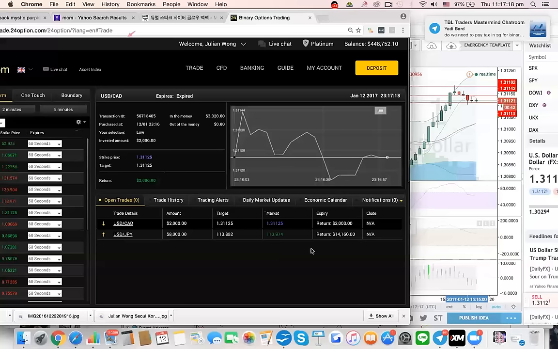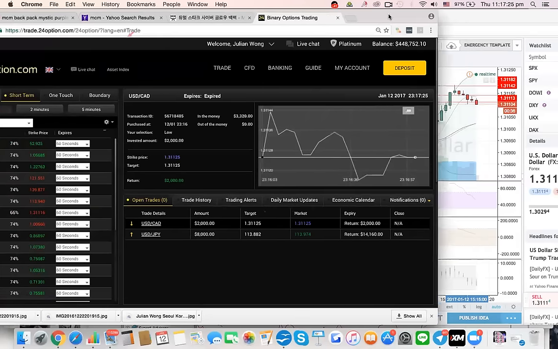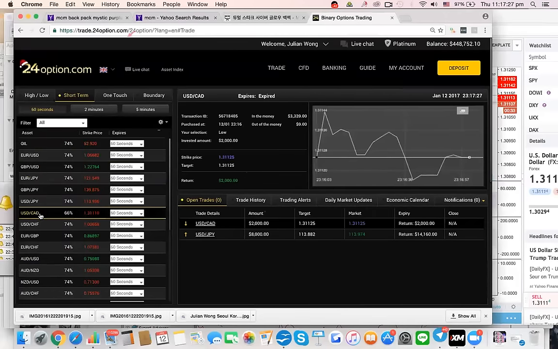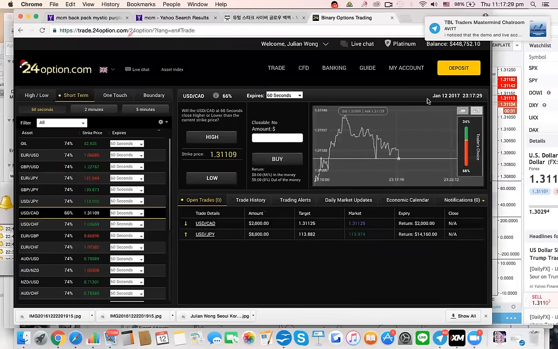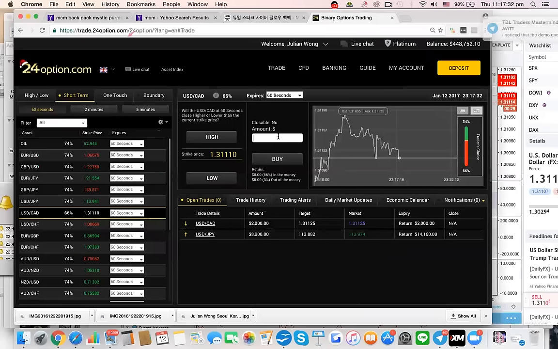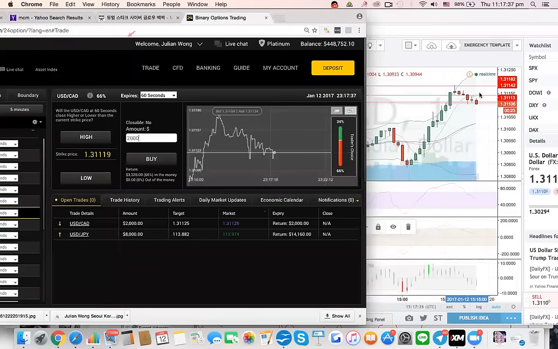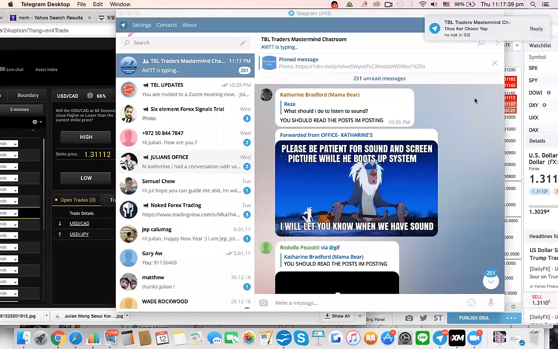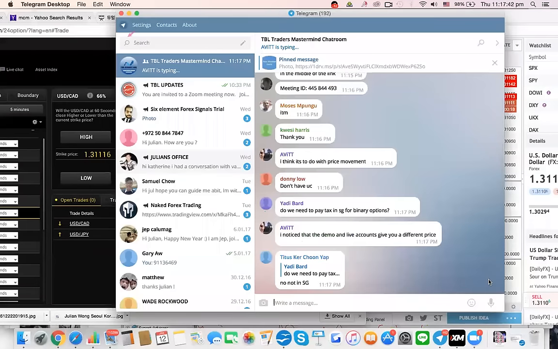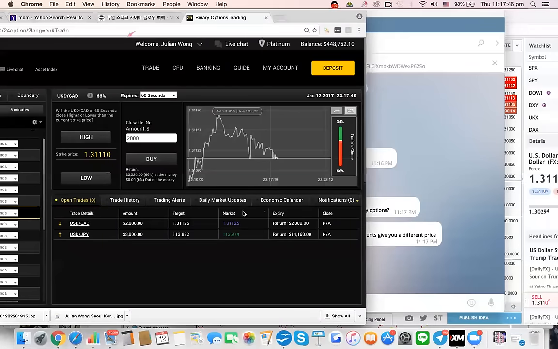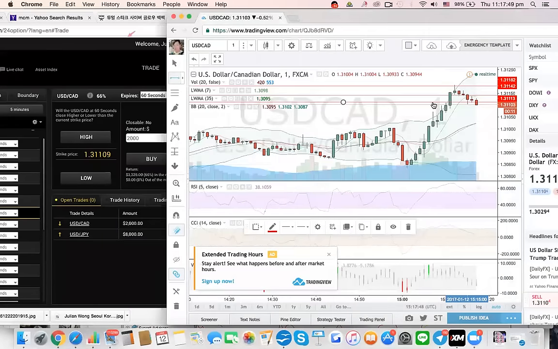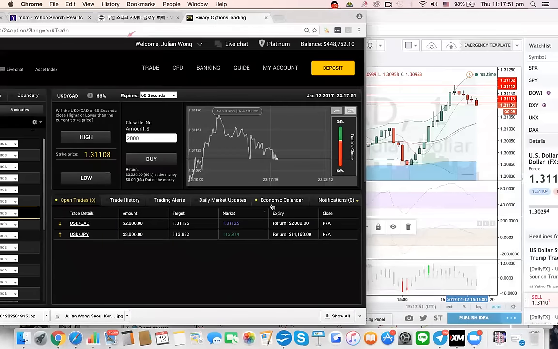No, we do not need to pay tax in Singapore for binary. Same as trading. All right, if this breaks, then we're going to go in for a put again. It's still on the level. Wait for the end of the minute. Demo and live don't give you different price. I spent a bit of time on demo before going live as well.